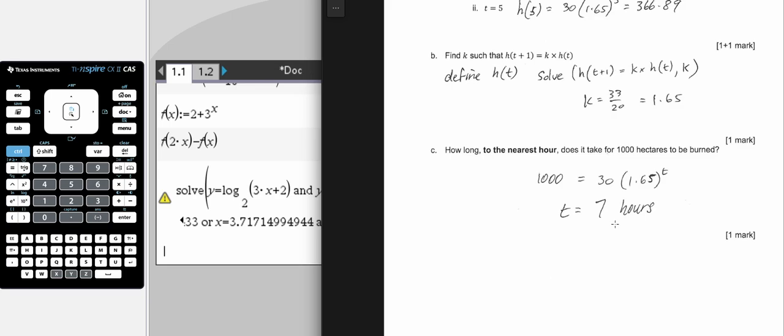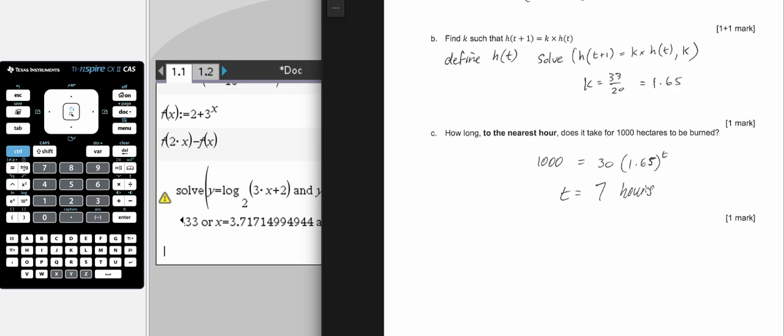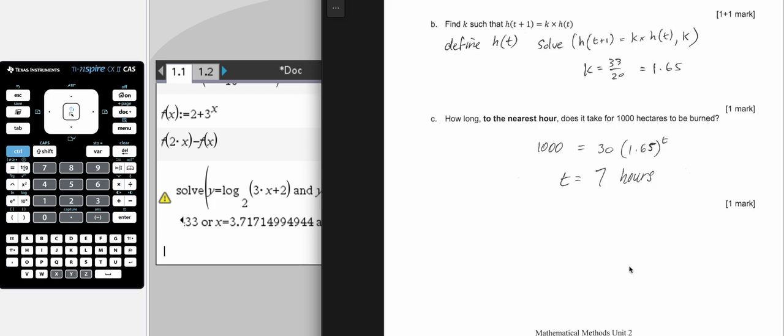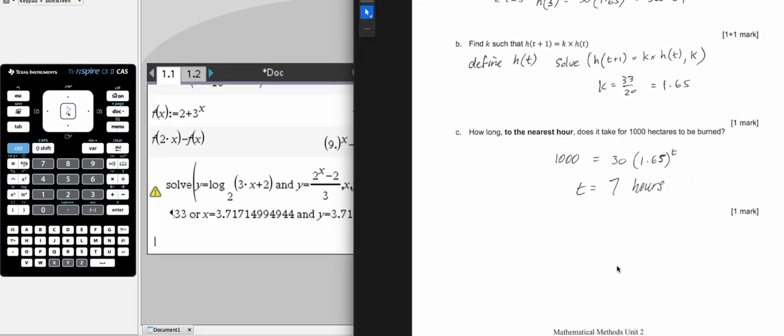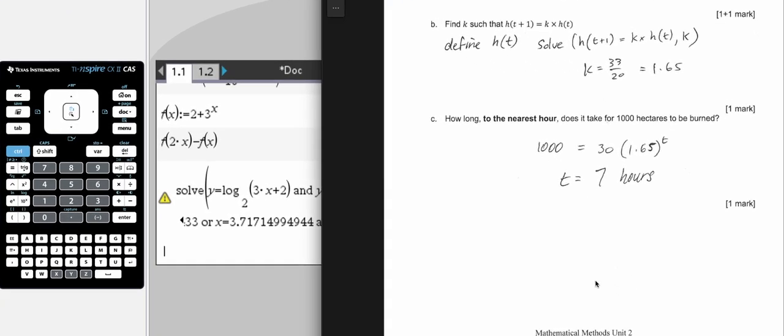How long to the nearest hour does it take for 100 hectares to be burned? We let that equal y and find T equals 7 hours. Again, you'd be expected to write the formula down that you were using, so the substitution values into the equation like I've done there, and then solve it on your CAS for what T is. And that is it for the solutions.